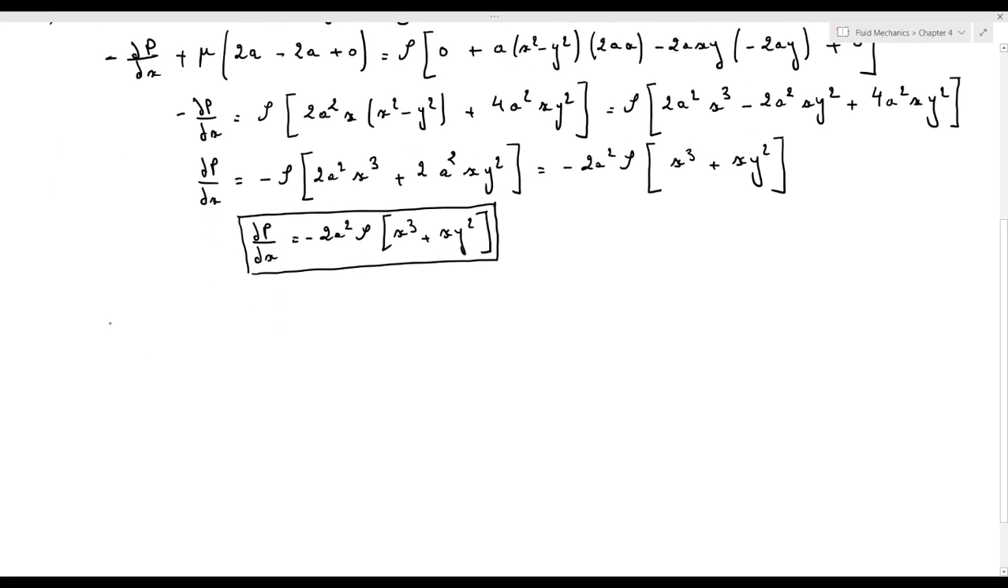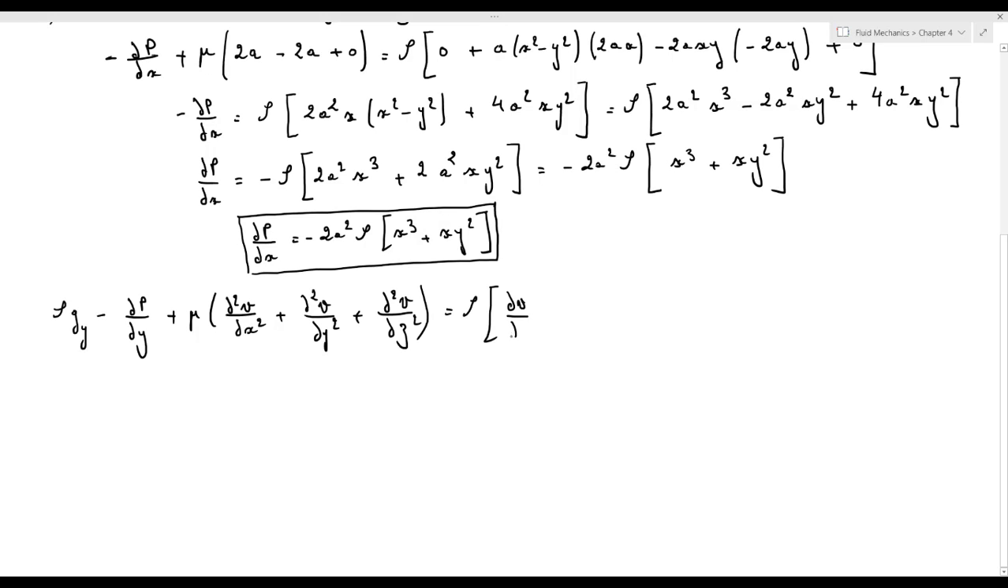Now we apply the y momentum equation. We have rho gy minus del p over del y plus mu second derivative of v with respect to x plus second derivative of v with respect to y plus second derivative of v with respect to z equal to rho into the acceleration in the y direction, del v over del t plus u del v over del x plus v del v over del y plus w del v over del z.